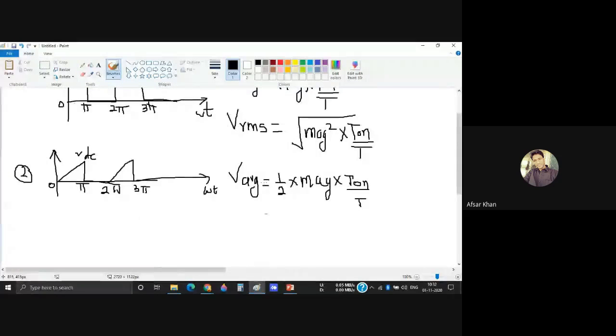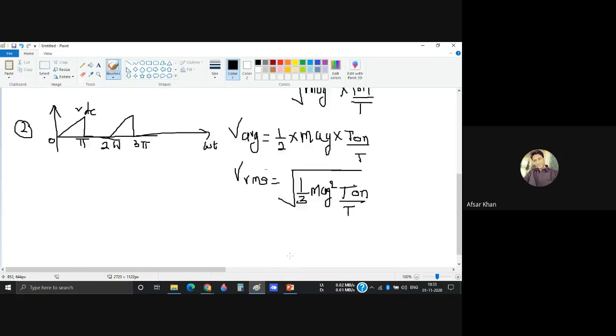And VRMS, tell me VRMS. Magnitude into T on by T. Root of 1 by 3 magnitude square T on by T. Root 1 over 3 magnitude square, total duration, on time by total duration. So we have these formulas, and we have another waveform, that is the Cauchy square waveform.